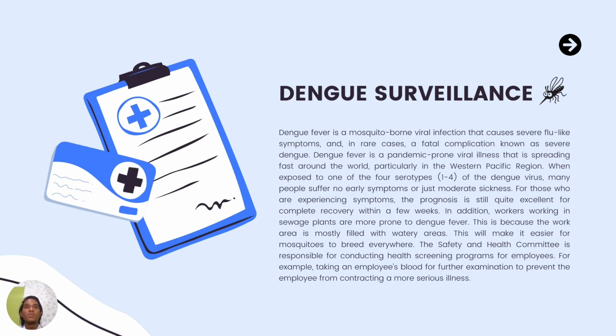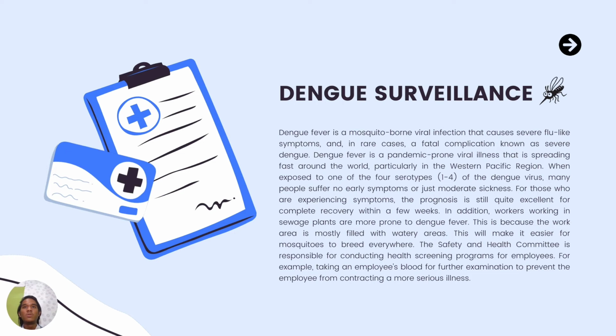When exposed to one of the 4 serotypes, 1 to 4, of the dengue virus, many people suffer no early symptoms or just moderate sickness. For those who do express symptoms, the prognosis is still good, with complete recovery within a few weeks.